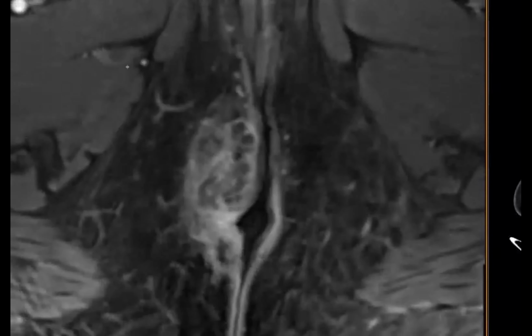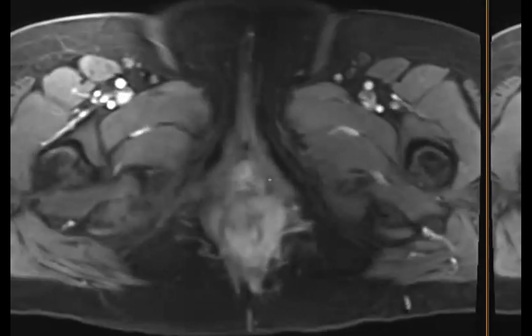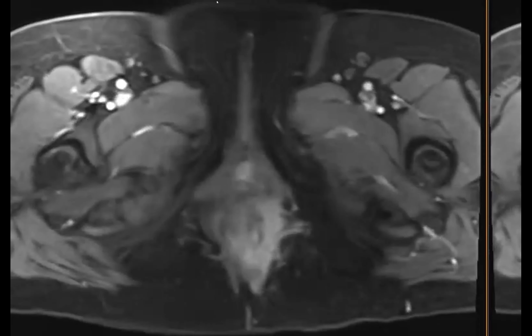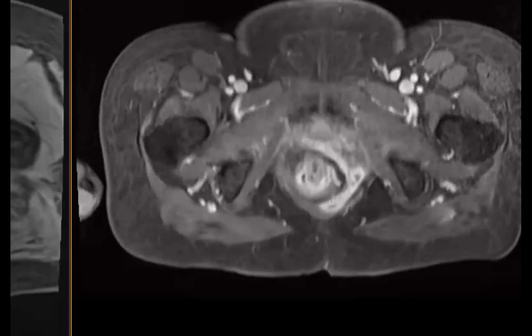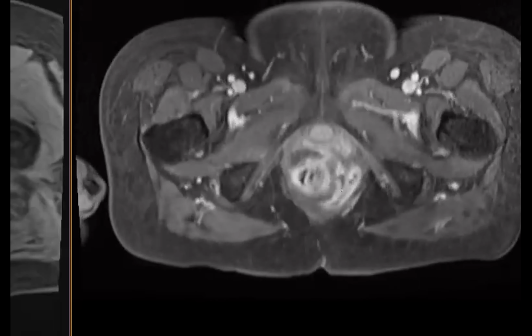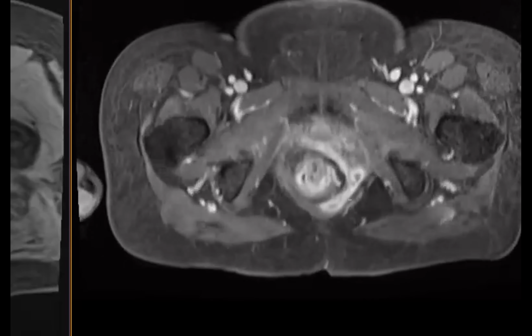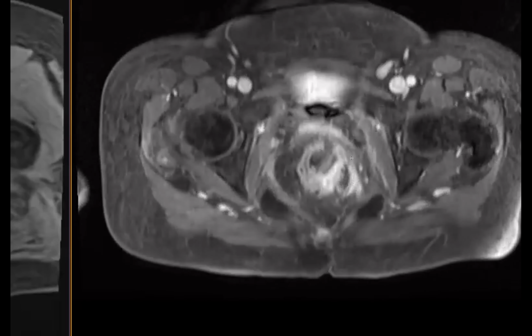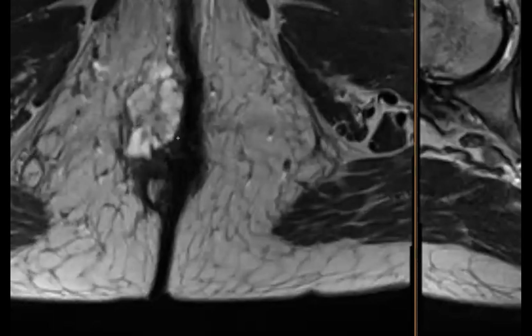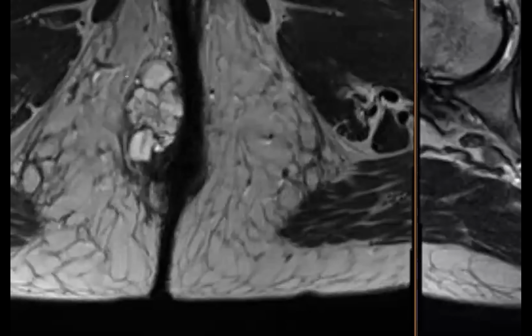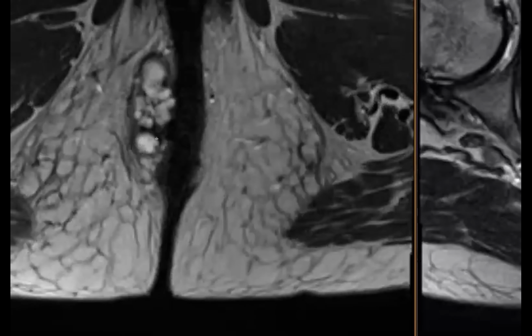The septae enhance, but there's no thick rind of enhancement. I pulled up a companion case of an actual perianal abscess just to show what the enhancement pattern should look like. This is an abscess. It's not a large one, but nevertheless, there is some central fluid and thick rind of enhancement in association with that abscess. So if something doesn't look like that, there's no restricted diffusion, there's very bright T2 signal, multiloculated, think of a mucinous adenocarcinoma.